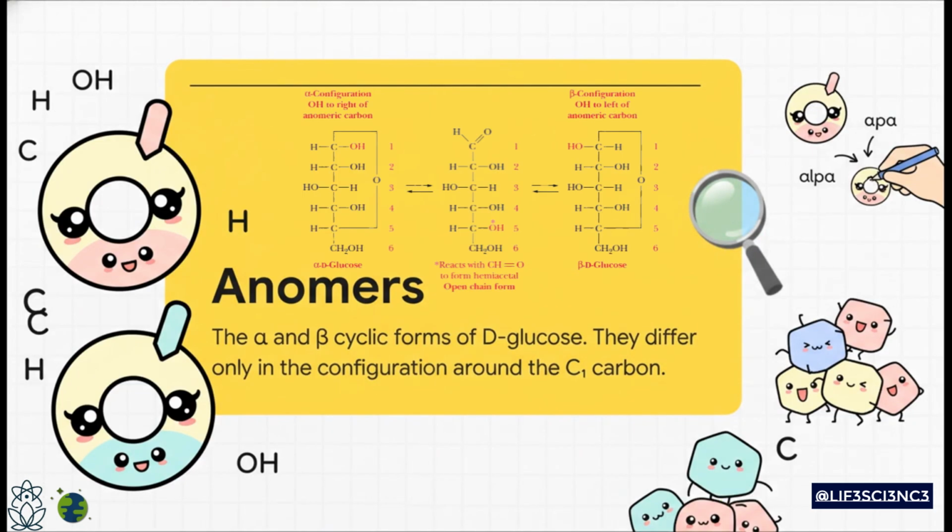But here's where it gets cool. This simple act of closing up creates a brand new situation. See that new hydroxyl group that just formed on the first carbon? Well, it has a choice. It can either point down or it can point up. And depending on which way it goes, we get two slightly different flavors of the glucose ring. We call these anomers, and they get their own names, alpha and beta.